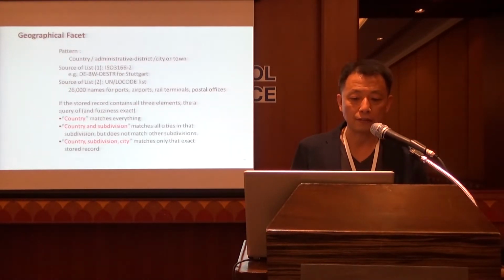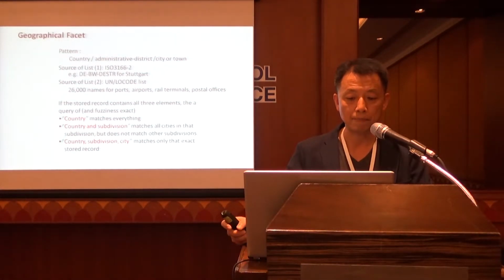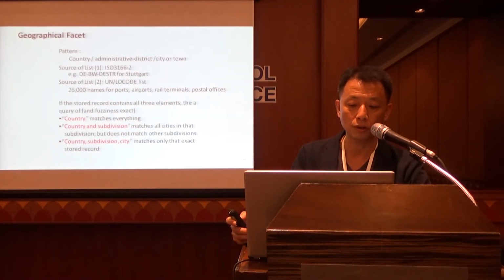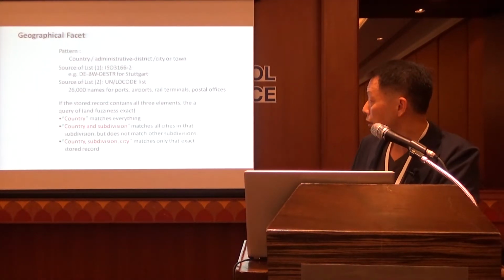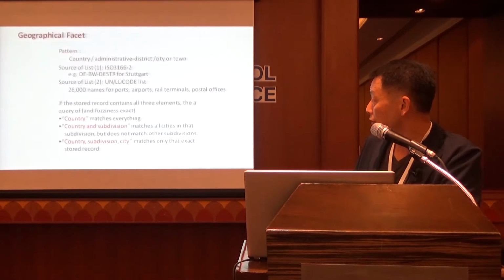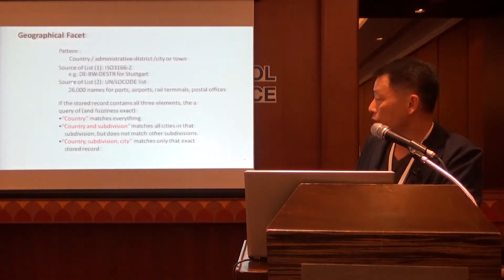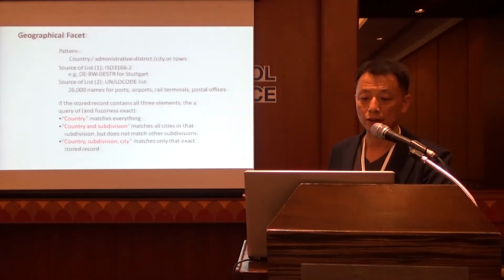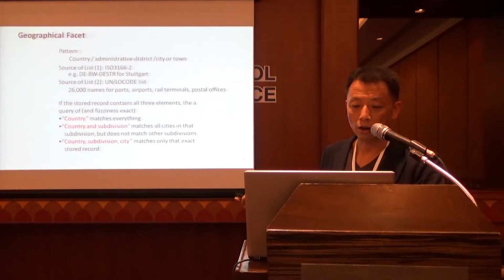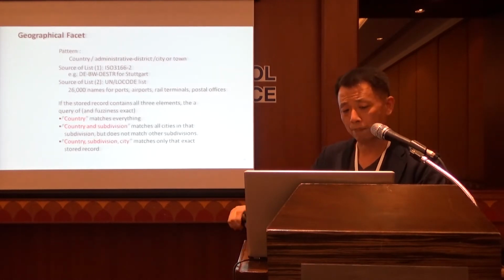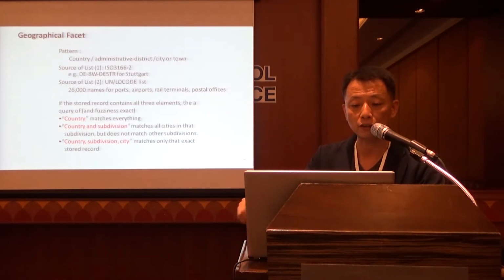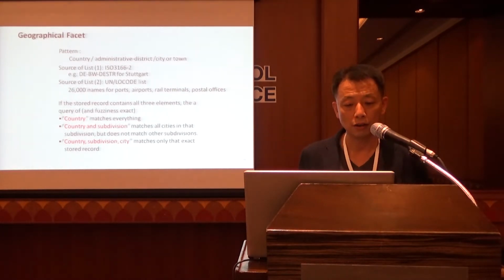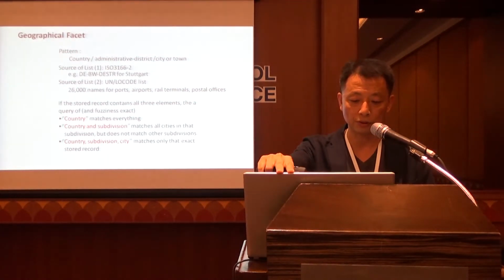For the geographical facet, as I mentioned, you can base it on ISO 3166-2. That's a list for countries. For example, DE-BW-DSTR stands for Stuttgart. You can also reference different lists, like the UN LOCODE list. There are about 26,000 names for ports, airports, rail terminals, rail stations, and post offices. It's a huge list of 26,000 names.